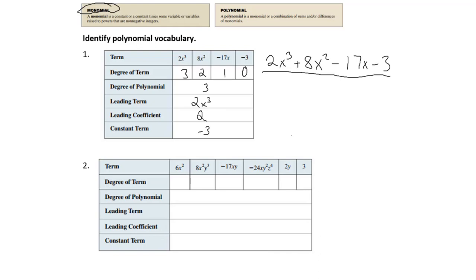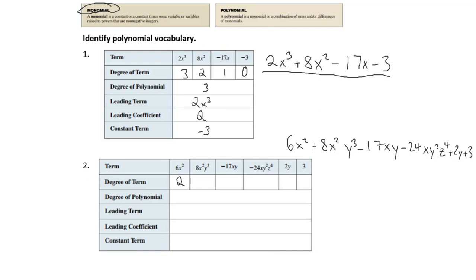Now let's look at this next term as 6x squared plus 8x squared y to the third minus 17xy minus 24xy squared z to the fourth plus 2y plus 3. So this is a very long polynomial. So the degree of this polynomial is 2 because it has an exponent 2.